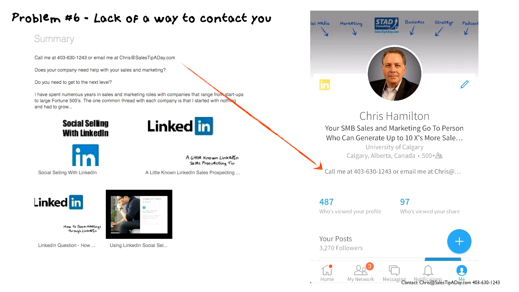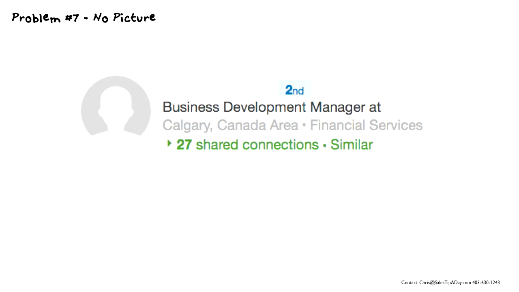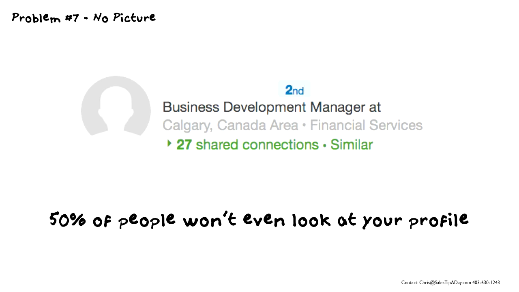Here's something that's interesting, and it baffles me: problem number 7, not having a picture. Make sure that you have a picture in your profile. Here's why: 50% of people won't even look at your profile if it's incomplete, such as if I don't have a picture. That's a non-compelling reason for them to look. The other thing too is to make it a professional picture. Have a smile, make it a professional setting. Don't have it be you holding your dog or your kid or playing soccer. LinkedIn's all about business. It's not Facebook. So make sure it's a professional picture so that people will be drawn to you.